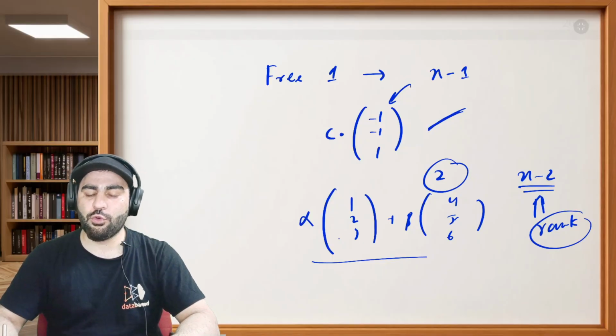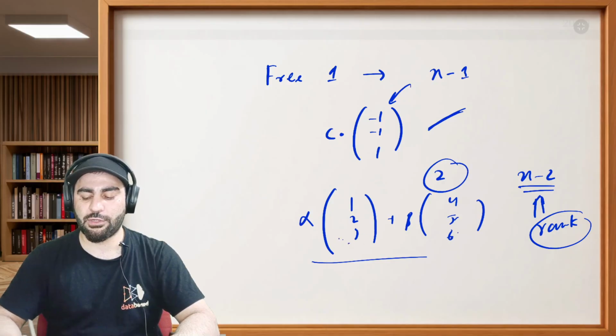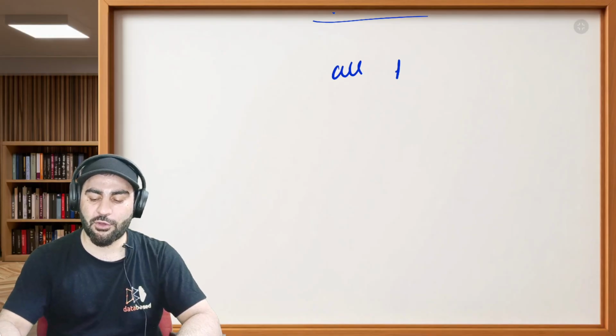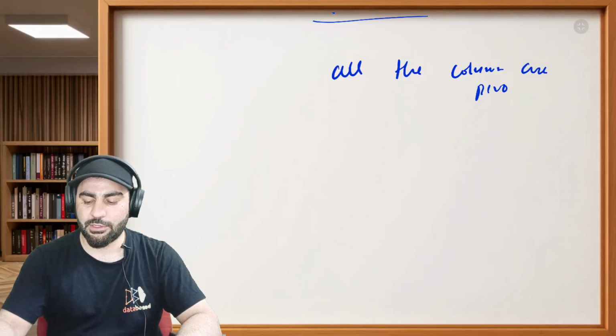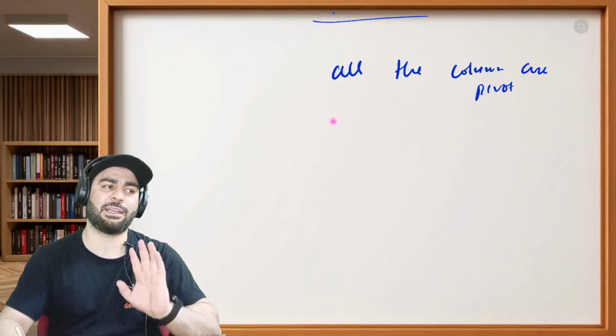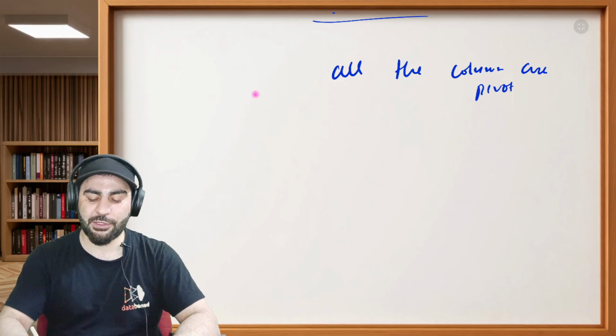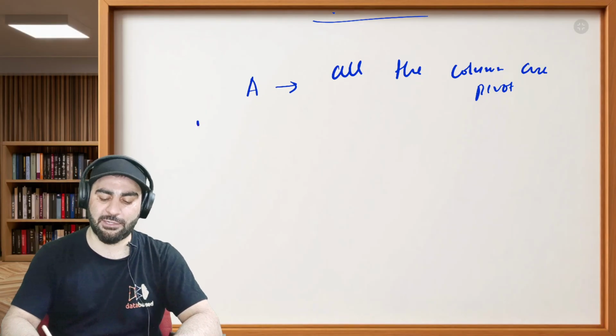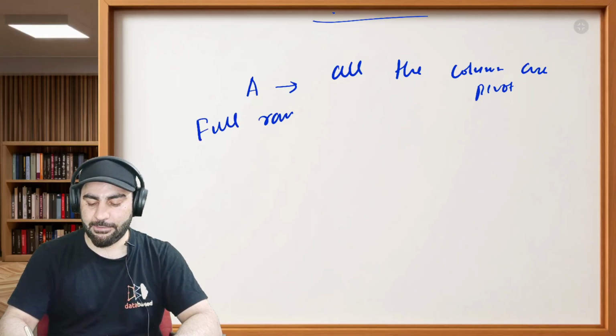So now you have these two columns over here, and now you have more vectors. But what if all the columns are pivot columns? What will happen there? That time you will get only one vector in the null space of A. Suppose this is a matrix in which all the columns are pivot columns. It's a full rank matrix. So what do we call a full rank matrix?